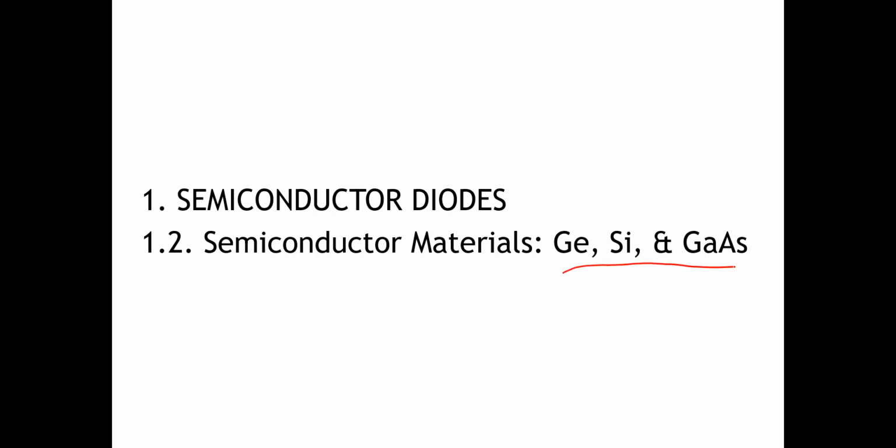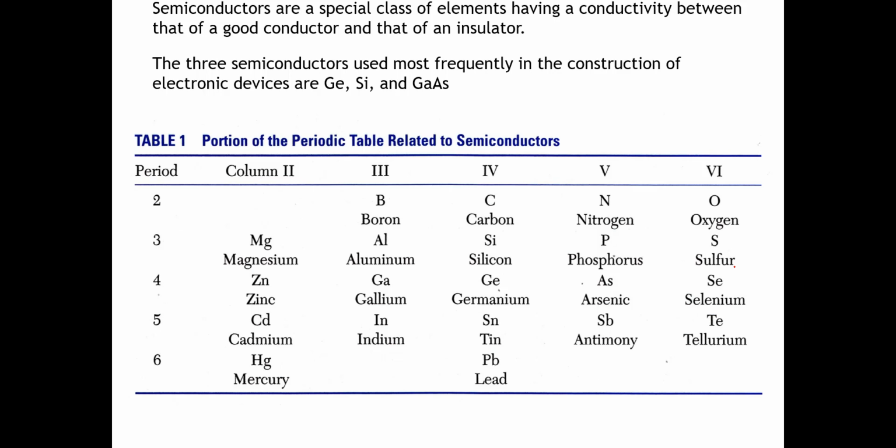The first one is some materials that we can use to design semiconductors or diodes. There are germanium, silicon, and gallium arsenide. And I think you have learned it in the semiconductor devices course before. Semiconductors, compared with conductors and insulators, are a special class of elements whose conductivity is between the conductor and insulator. And mostly the materials used to design a semiconductor are germanium, silicon, and gallium arsenide.